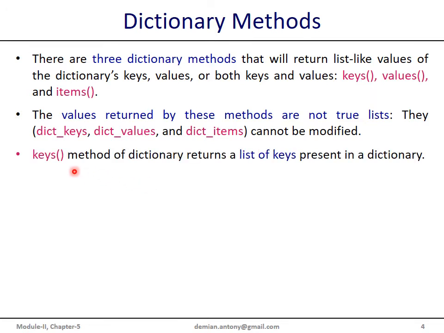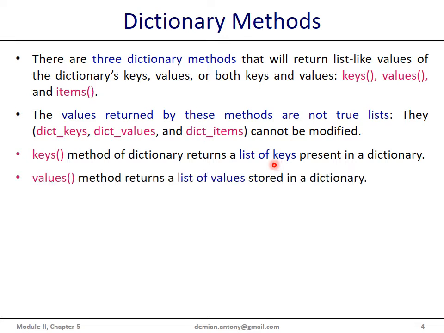The keys method will return a list of keys present in a dictionary, and the syntax to access this method or to make a reference to this method is dictionary name dot keys. Similarly, the values method will return a list of values stored in a dictionary. Let us take up one example.